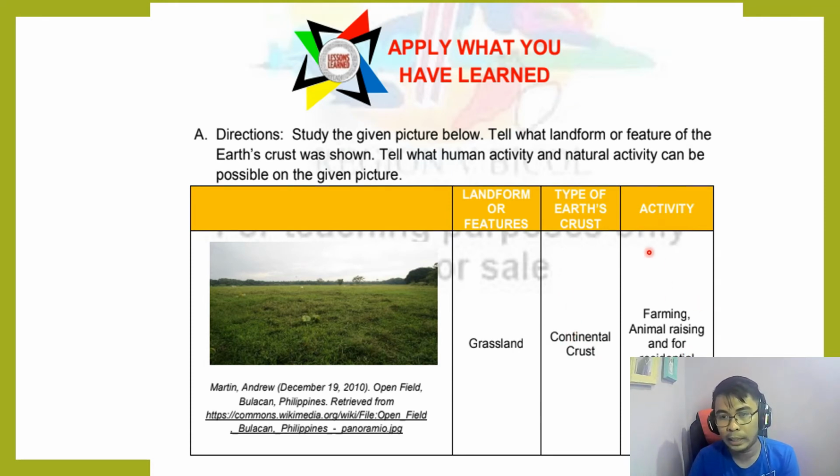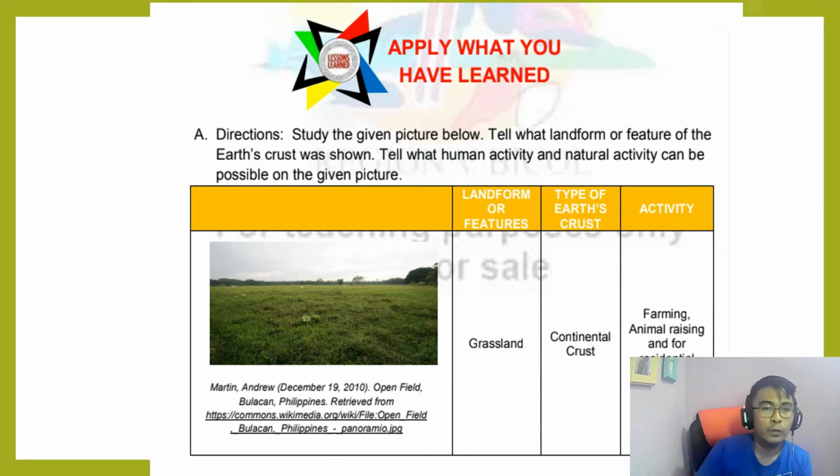And for the last column, inalagay natin yung mga activity na possible na ginagawa dito sa specific landform or features na to. Okay? Obviously, ano ba yung ginagawa natin sa grassland? Okay? Ano ba yung pakinabang ng grassland? First, that's farming, diba? Farming. Second, animal raising. And for residential purposes. So again, sa fourth column or sa last column, ilalagay natin yung mga possible activity na ginagawa or pwedeng gawin sa form or sa features na makikita natin sa picture.